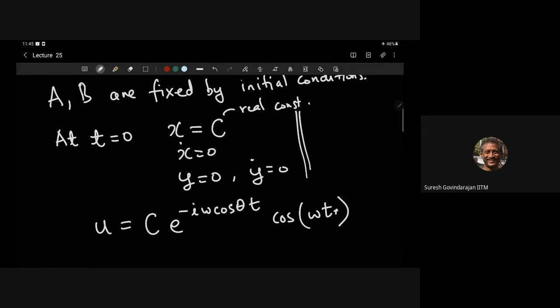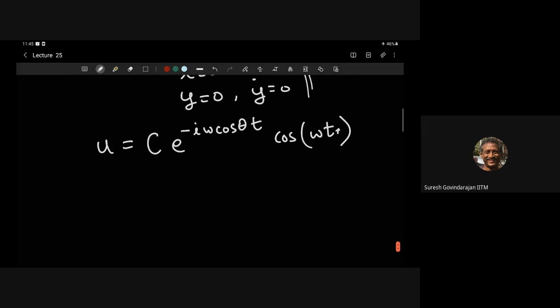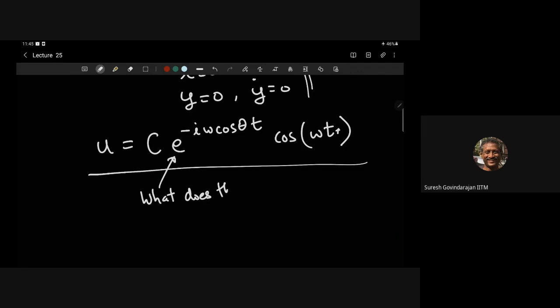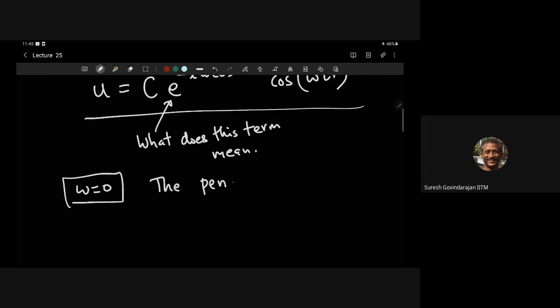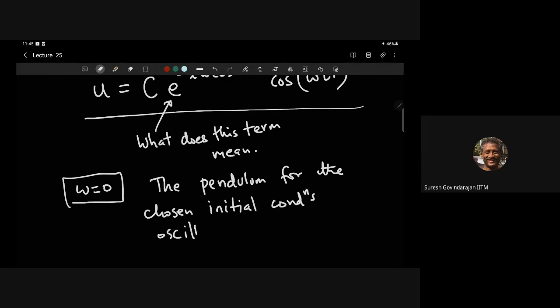So now let us ask what is happening. What does this mean? What does this term do? So when omega equals 0, the pendulum, for the chosen initial conditions, oscillates in the xz plane. It's like a standard thing. You just do this and you let go. It'll keep going.